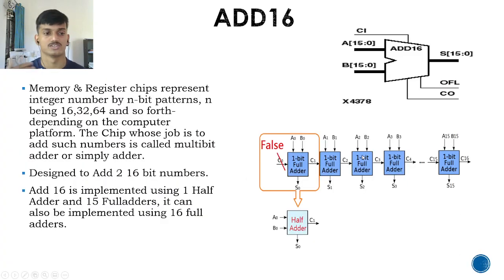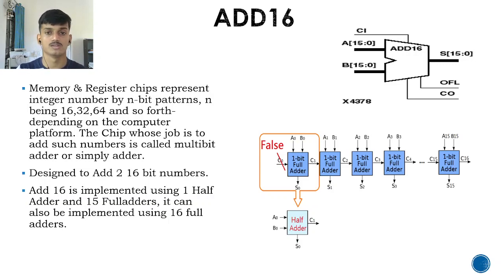That is the Add16. Memory and register chips represent integer numbers by n-bit patterns, n being 16, 32, 64, and so forth, depending on the computer platform. The chip whose job is to add such numbers is called a multi-bit adder, or simply adder. Add16 is designed to add two 16-bit numbers.